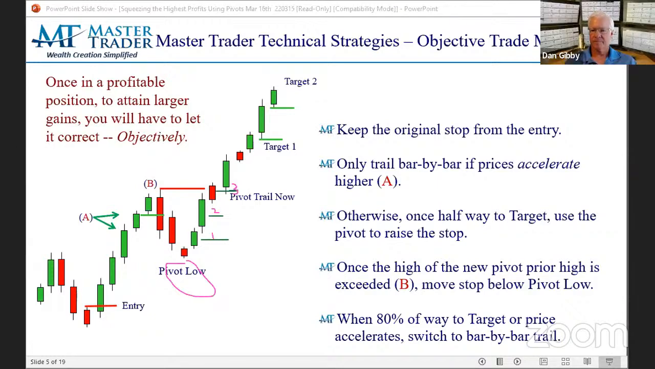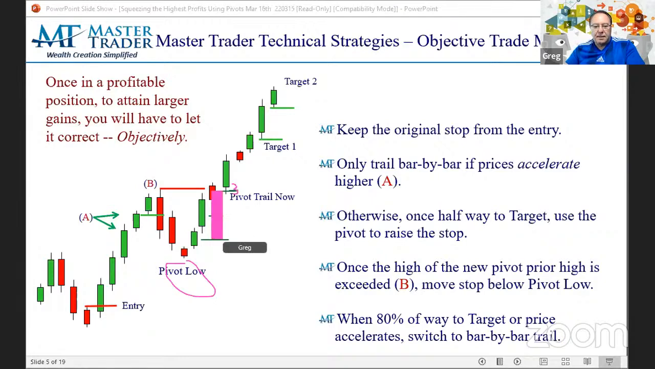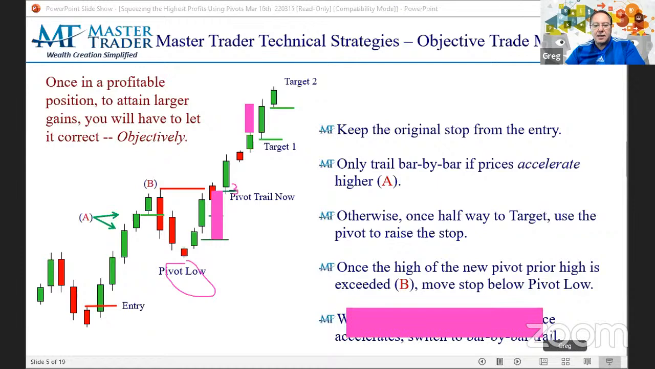Because let's just say that that bar would have done that. Well, we wouldn't have a pivot. So you have to have the 3 higher low bars. And then as it's going up, as the ranges expand like that one, it's going to take a longer distance. So that's why, when it gets to 80%, it's moving up.